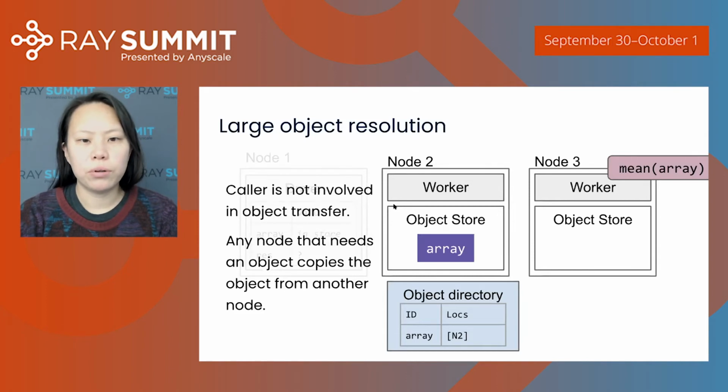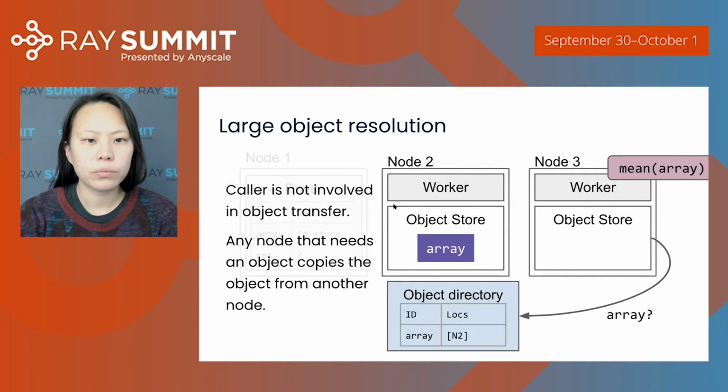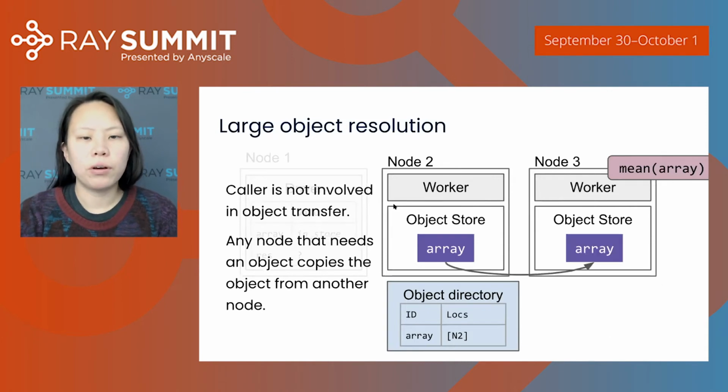For example, node 3 can now ask the object directory for locations of the array. The object directory responds saying that the object is on node 2, and now node 3 can ask node 2 for a copy of the object. Node 2 sends a copy over to node 3, and now this worker can begin executing the task.